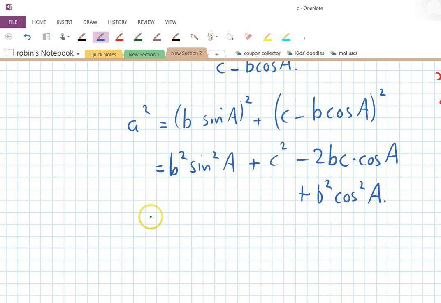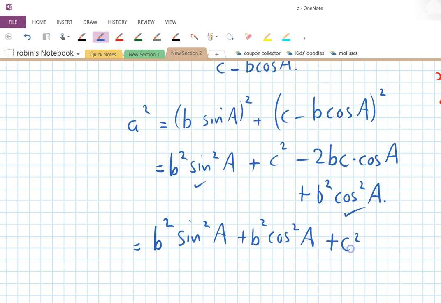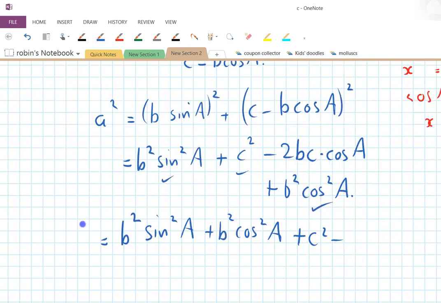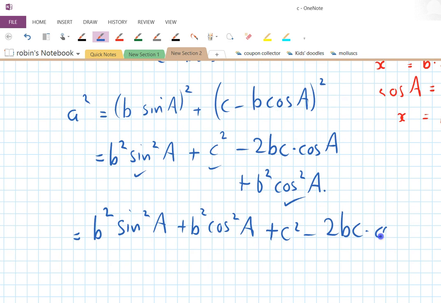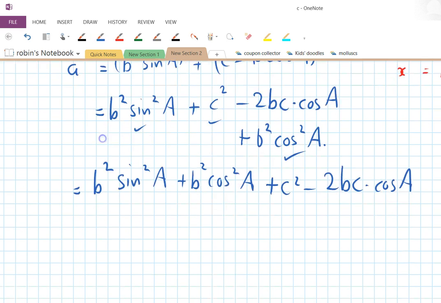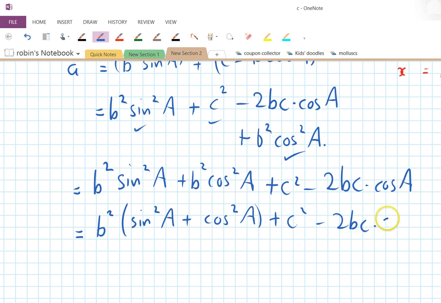Well, that's a bit of a mess. What I'm going to do is rewrite it. I'm going to say it's B squared sine squared A, which is that term there, plus B squared cos squared A, which is this term here, plus C squared, which is that term there, minus 2BC times cos A, which is that term there. So all I've done is write the terms out in a slightly different order. And now I'm going to factorise the first two terms. I'm going to say it's B squared times sine squared A plus cos squared A, plus C squared minus 2BC times cos A.